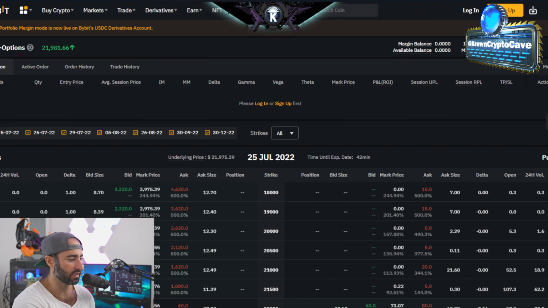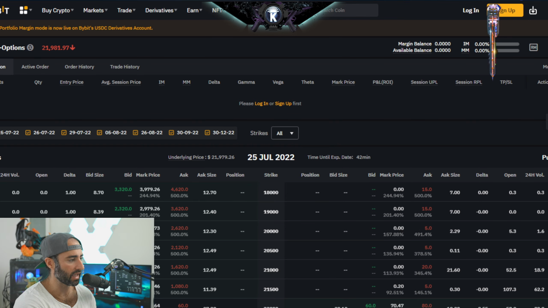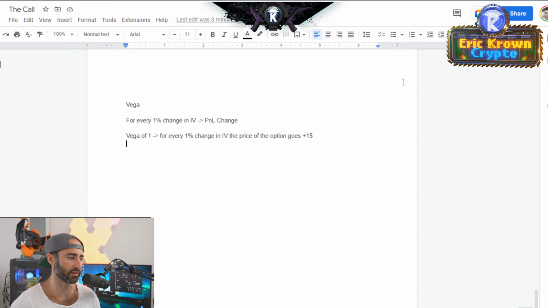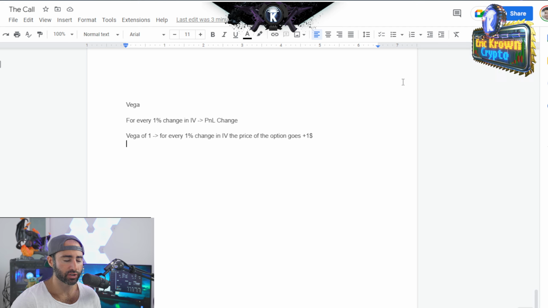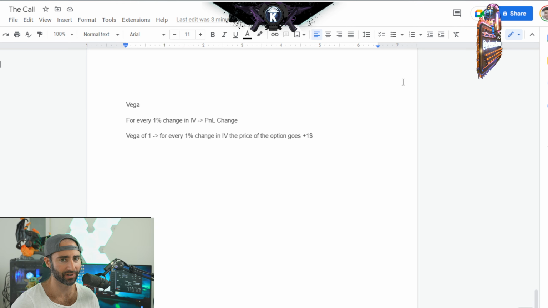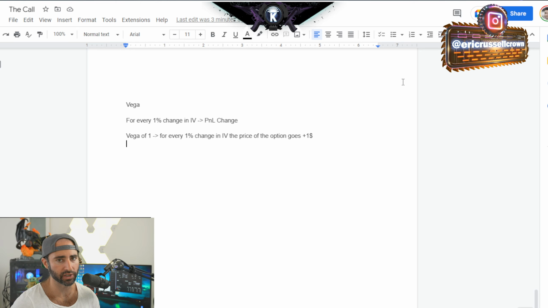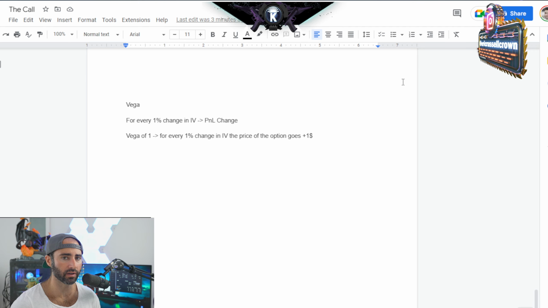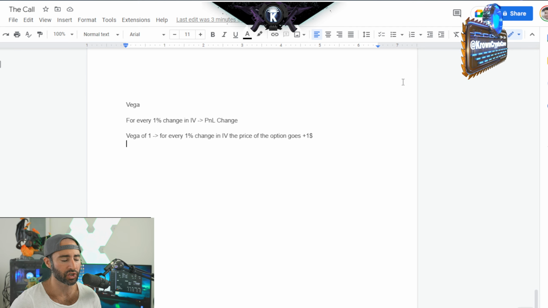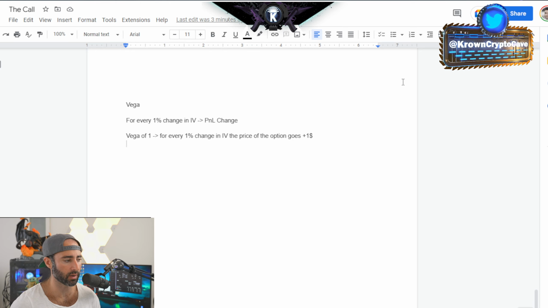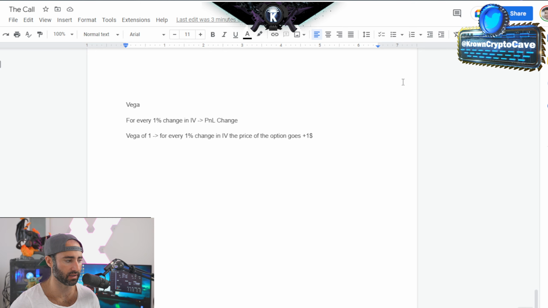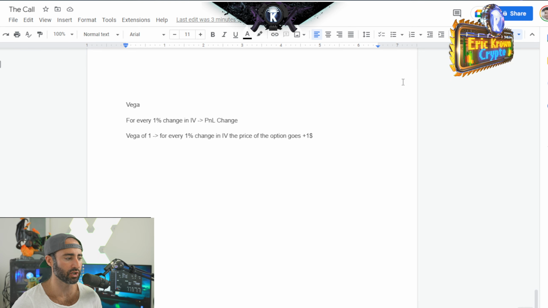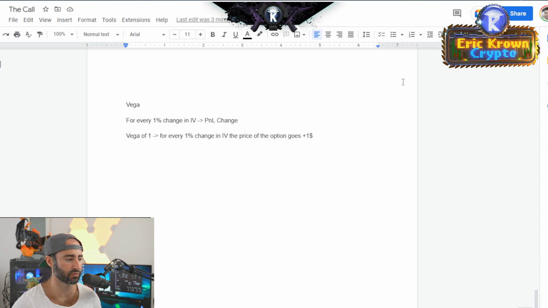So if we go back into the options bingo board, how can we interpret this in a more practical manner? Well, again, for every 1% change in implied volatility, that is going to equate to a P&L change. So if we have a Vega of 1, meaning that we're long 1 Vega, for every 1% change in implied volatility, the price of the option will increase. If implied volatility goes up 1%, then the price of the option contract will change by $1 to our benefit.